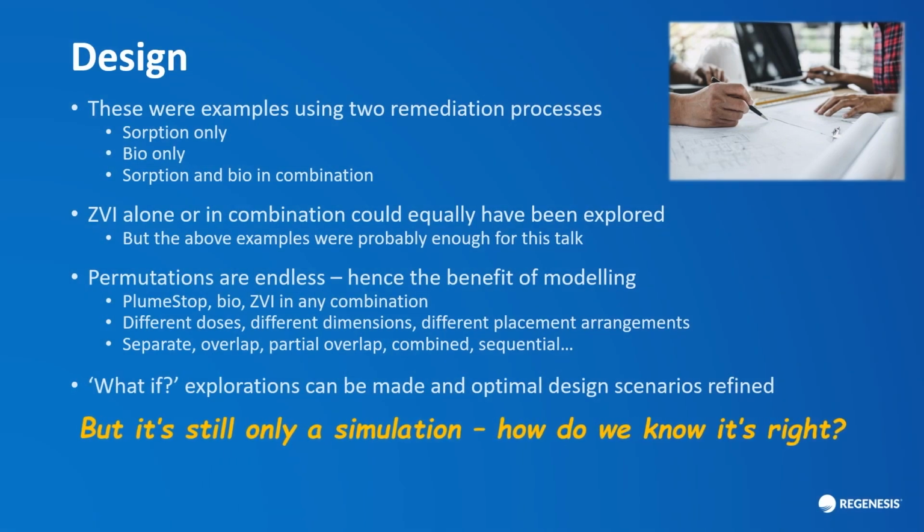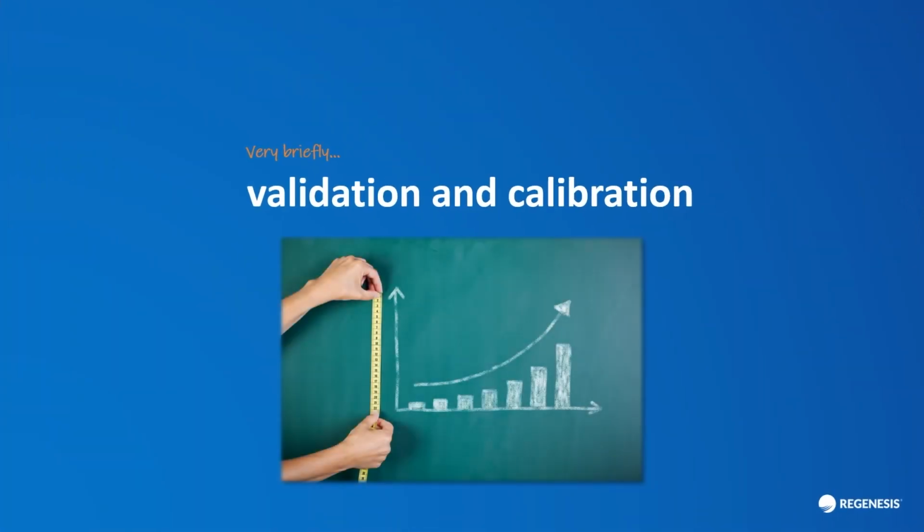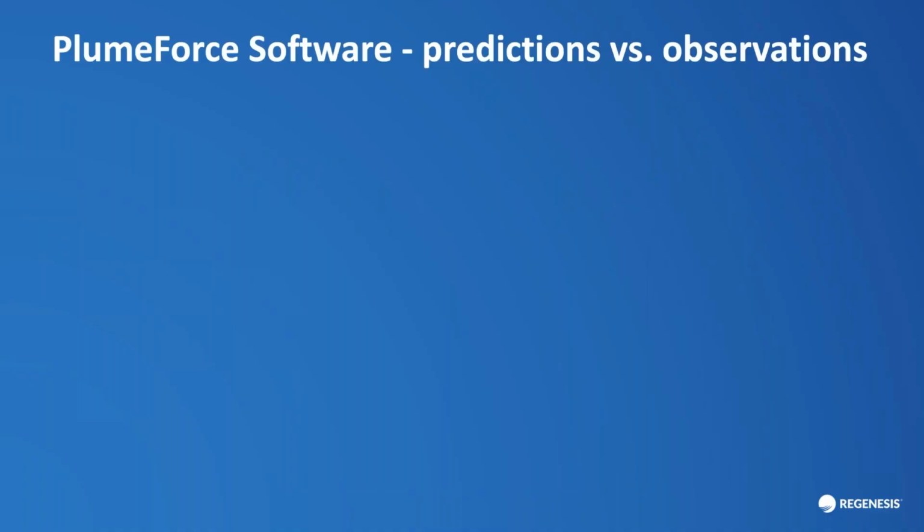But it's still only a simulation, perhaps we're thinking. How do we know it's right? Well, that's really dealt with through validation and calibration, which I'll look at very briefly so that we can keep to time here. This is done through comparing the predictions that we've made with the software to the observations that we get in the field post-application. And REGENESIS is very fortunate to see a lot of field performance, which enables us to calibrate the modeling to field performance rather than just trying to do what we can with test tubes and columns, etc.